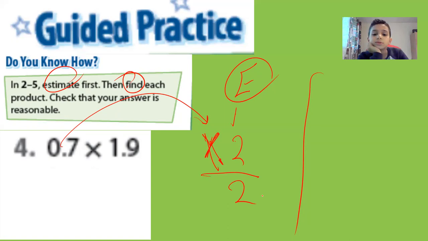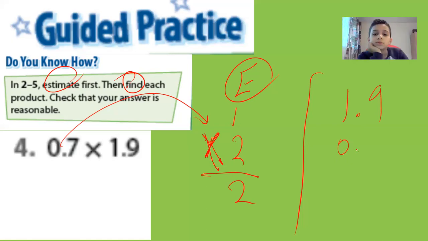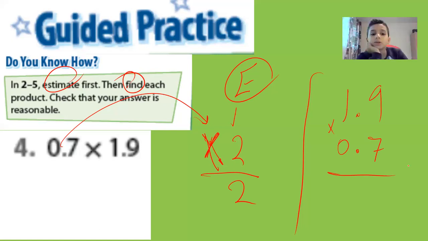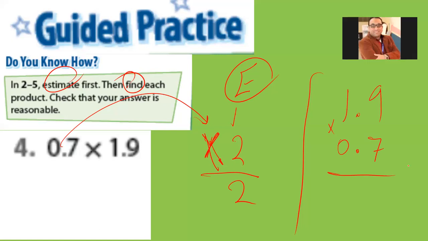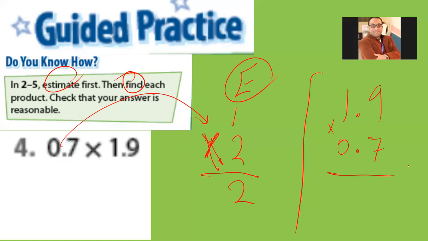Now direct multiplication. I will change the location: 1.9 and 0.7. Multiply 0.7. You have a problem with that? I changed the location, 7 by 9. I did not change the problem. Listen, Omar. I changed the location. I make 1.9 first, the second one 0.7. You have a problem with that?